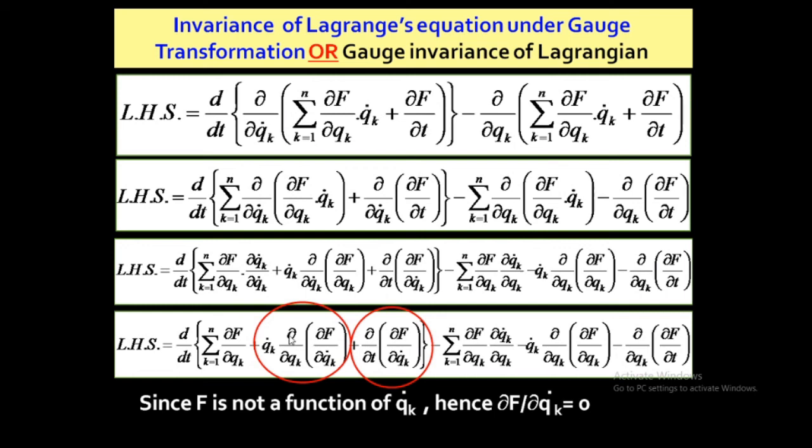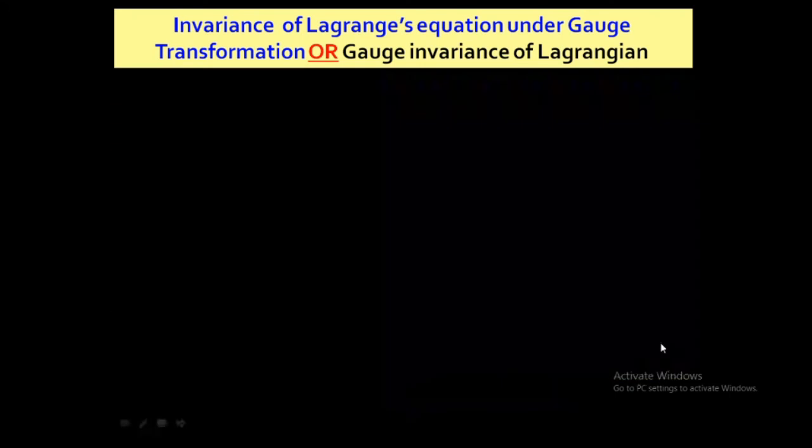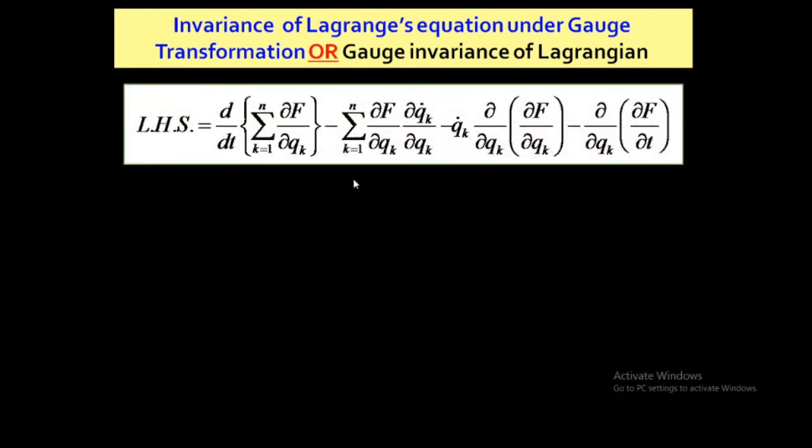So we are left with only 4 terms. This first term, second term, third term and fourth term. Now we are left with only 4 terms: d by dt summation over k del f by del qk, minus summation over k del qk dot by del qk, minus qk dot. After those two terms become 0, these terms remain with us: d by dt qk dot del by del qk del f by del qk, minus del by del qk del f by del t.